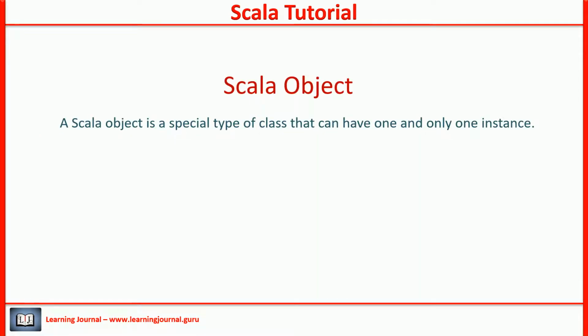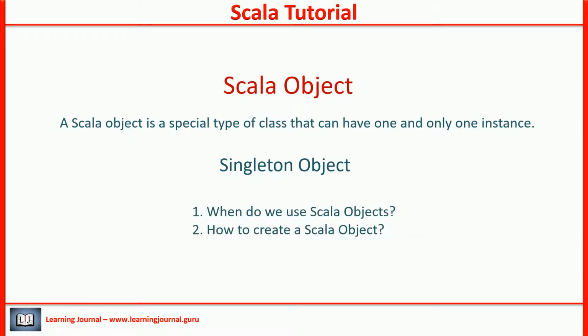A Scala object is a special type of class that can have one and only one instance. If you are familiar with Java design patterns, you already know what it means. A Scala object represents a singleton class, and instead of calling them a class, we call them an object. Once you know that Scala object is a special type of class, you might be wondering about the following questions.